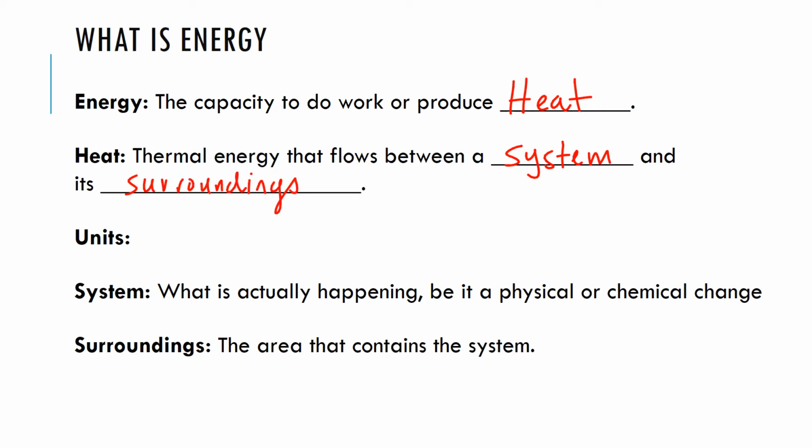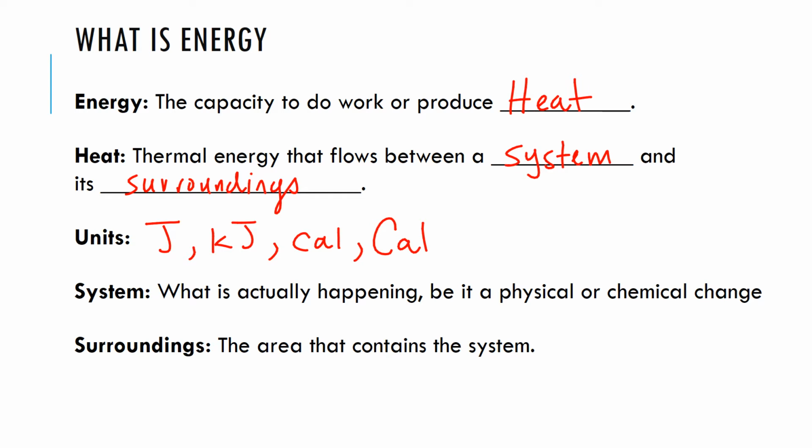Now, the units of energy will usually be in joules or kilojoules, which is just 1,000th of a joule, right? There's 1,000 joules in a kilojoule. You could also see it as calories with a little c or calories with a big C. And calories with a big C are what we see on our food labels.